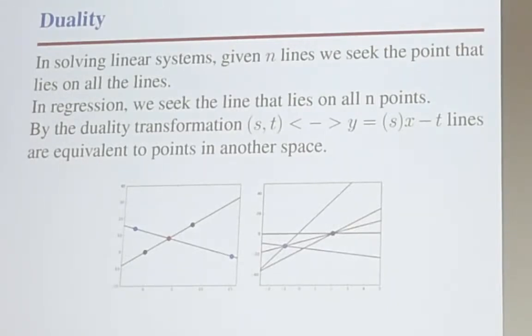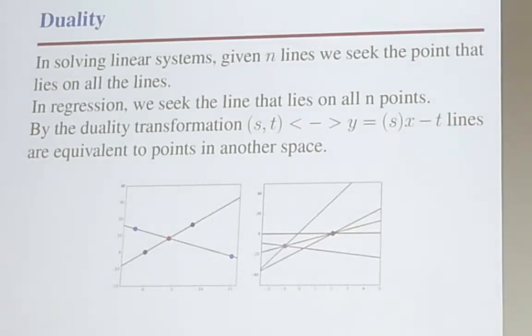If I do the dual on this, what should happen? How many lines should my dual have? I'm going to take every point and turn it into a line, and every line and turn it into a point. How many lines will I have in the dual of this thing? 5. 1, 2, 3, 4, 5. How many points will I have in the dual of this thing? 2.